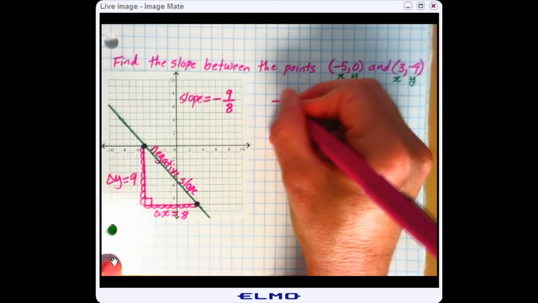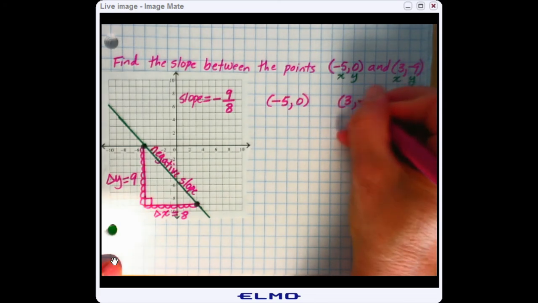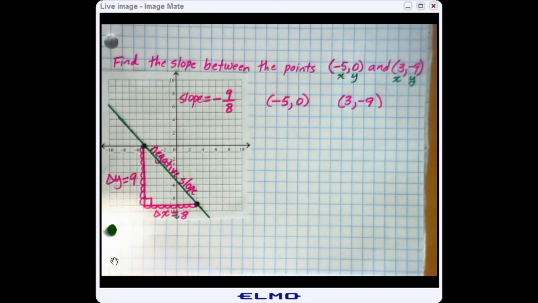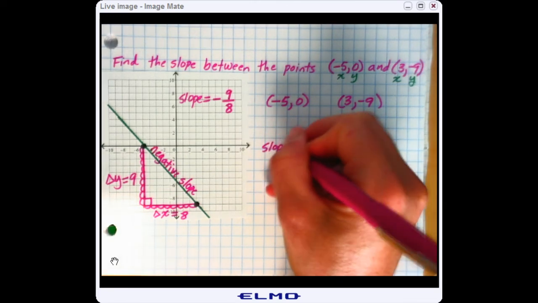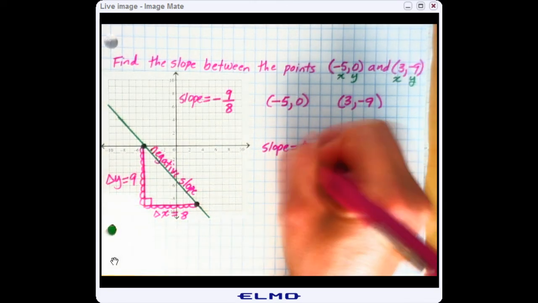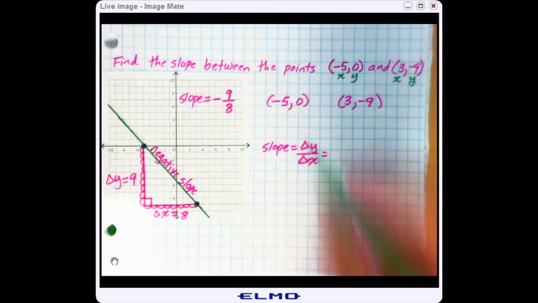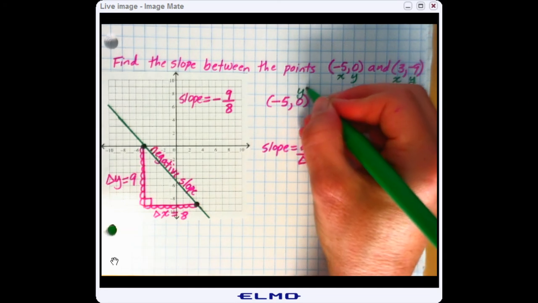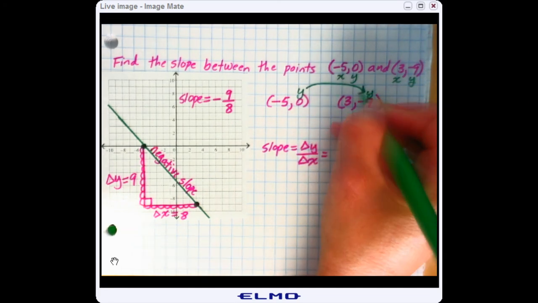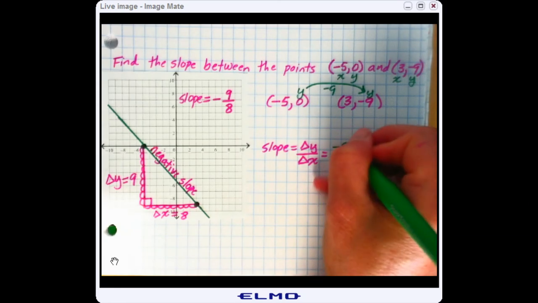Now I'm going to look at my 2 points, and I'm going to show you another method. I'm going to show that algebraic method. So I look at my 2 points, and I know that my slope is found by doing my change in y over my change in x. So if I look at my y values, I see I went from 0 to negative 9. I went down 9. That's my change in y.